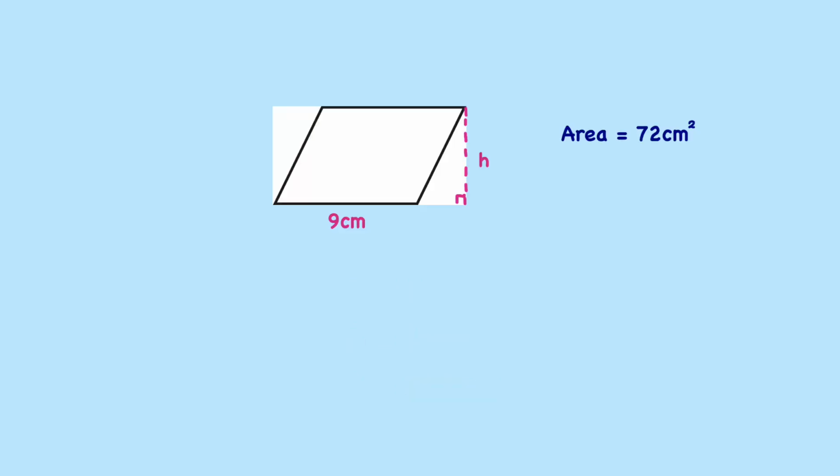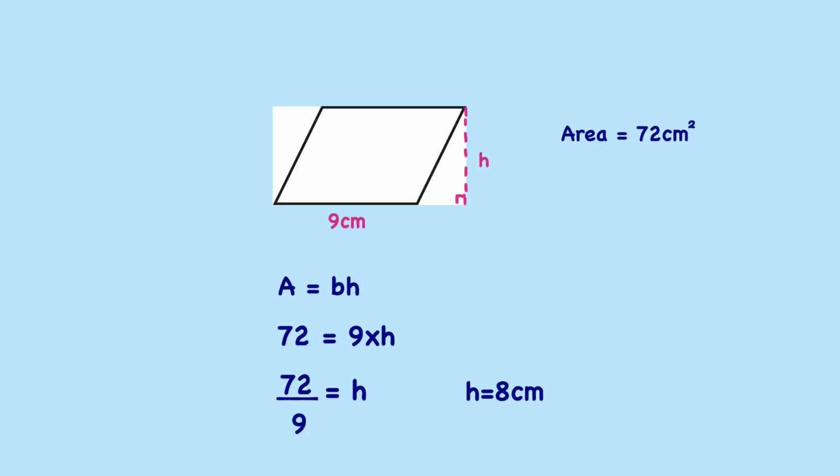In this example, you're given the area and you have the base of 9, and you need to work backwards to find the unknown perpendicular height. So let's write down the formula. A equals BH. Substitute in our values, our 72 for the area and our 9 for the base. And then we need to do the inverse operation. 72 equals 9 times h. So 72 divided by 9 will give me h. So 72 divided by 9 equals h. And work that out and I get h equals 8 centimeters.